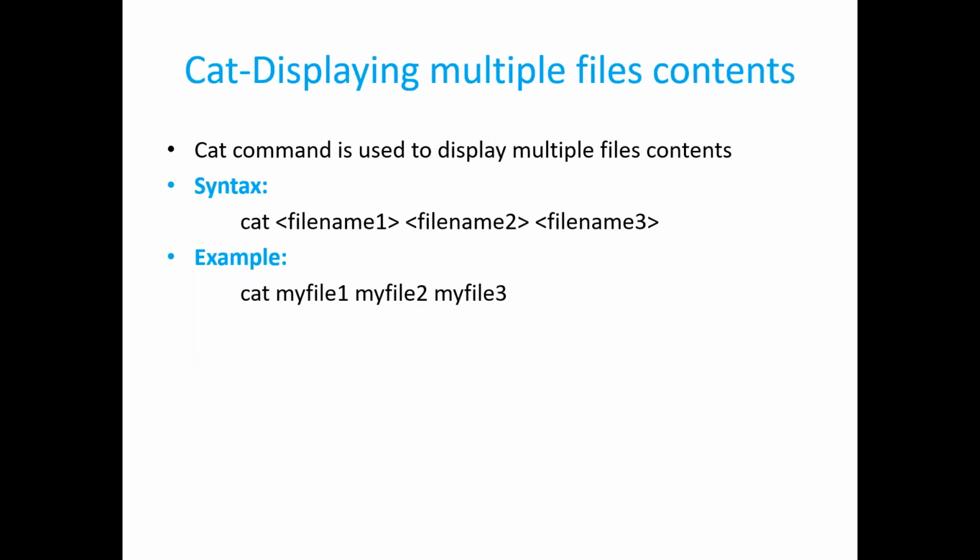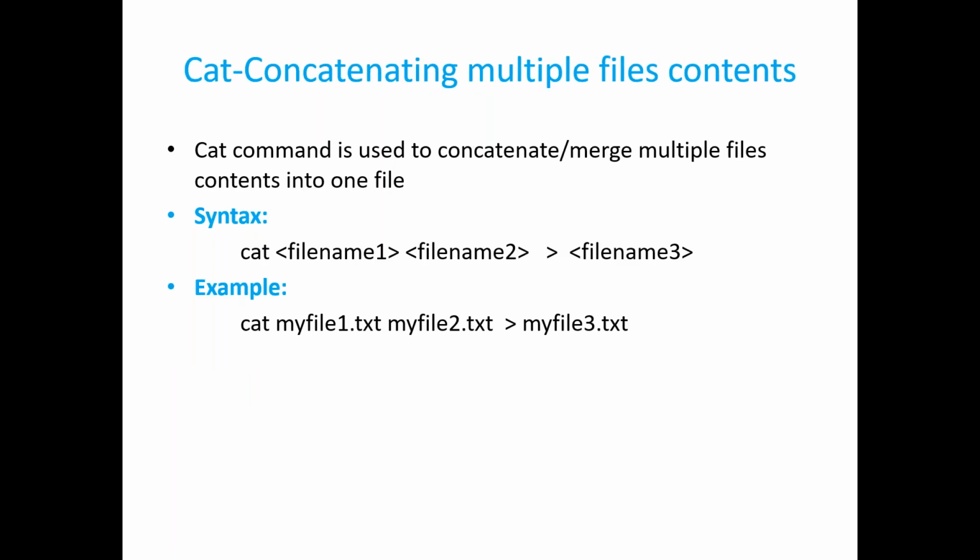Also, we have seen how to display the contents from multiple files, right? We have also seen how to club the contents of multiple files into a single file as well. So everything is good, but there is one problem with the cat command. So what is the problem with the cat command? The problem with the cat command is it will try to display the entire contents of the file, whether you really need it or not.